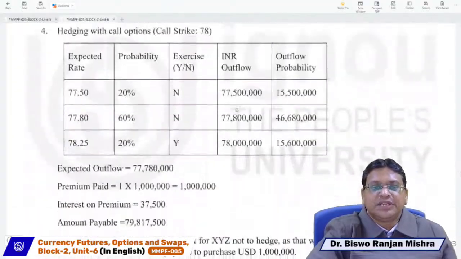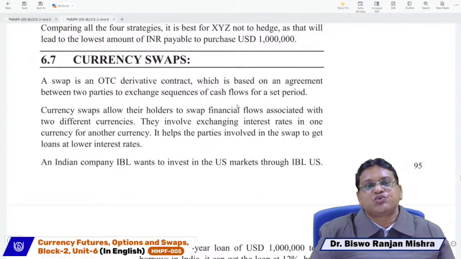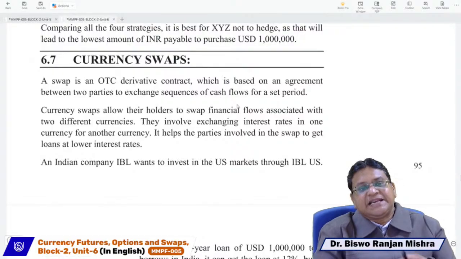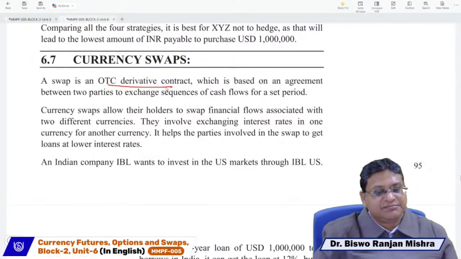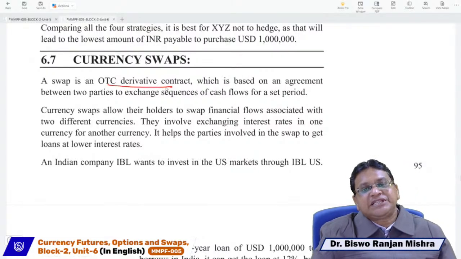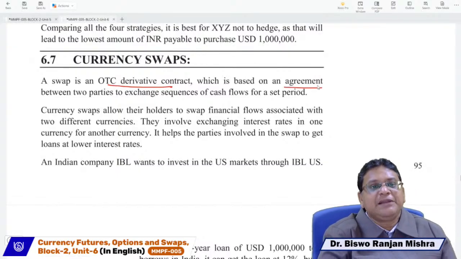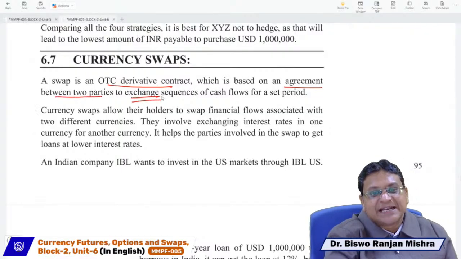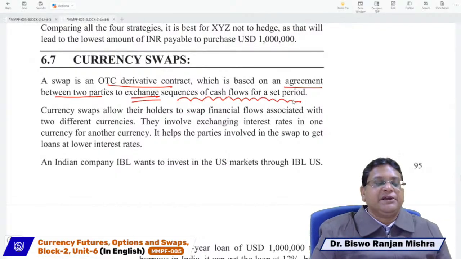Okay, next we will discuss the next and the last derivative contract, that is swap. So what is a swap? Swap means exchange. Swaps are OTC derivative contracts. With the help of a currency swap, there is an agreement. What is an agreement? An agreement between two parties to exchange a sequence of cash flows for a set period.